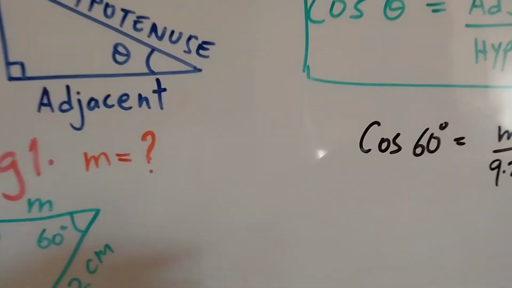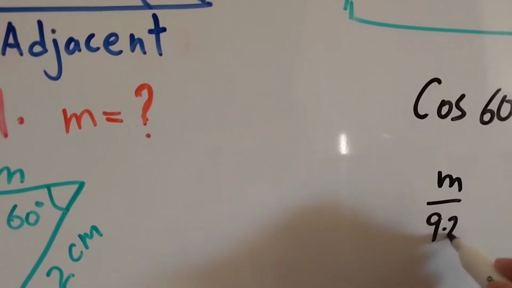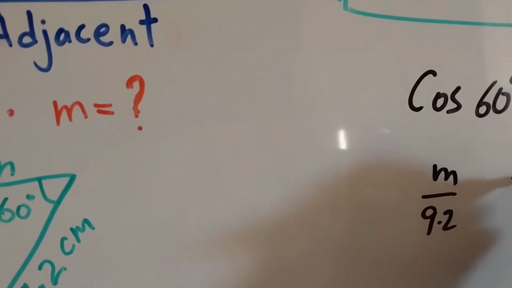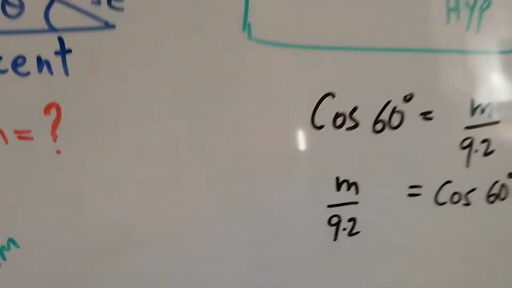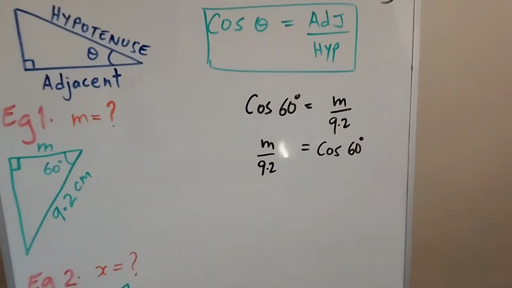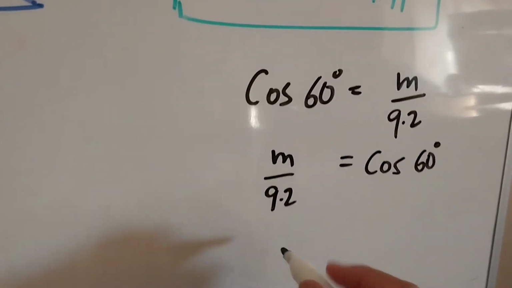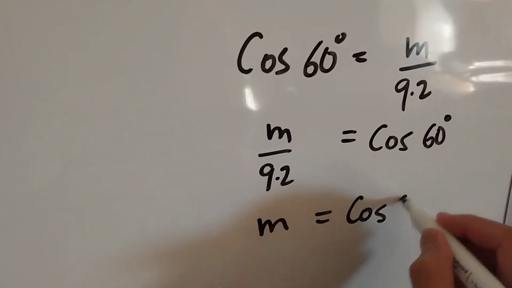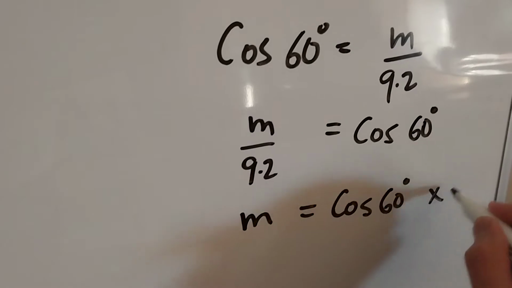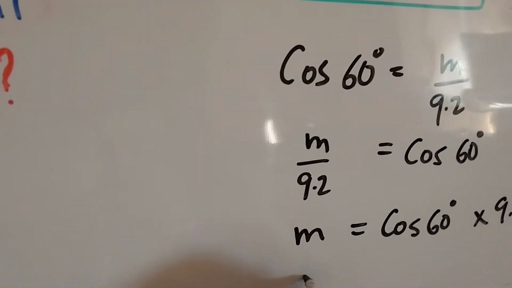So we can swap the left hand side and the right hand side. M divided by 9.2 is equal to the cosine of 60 degrees. So the 9.2 dividing over here goes that side and becomes times, multiplication. So m equals the cosine of 60 degrees multiplied by 9.2. So from here we need to use the calculator.